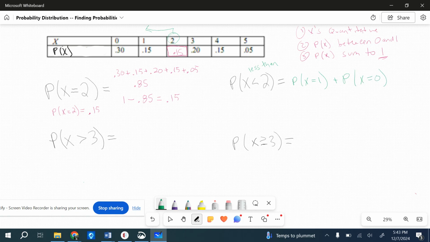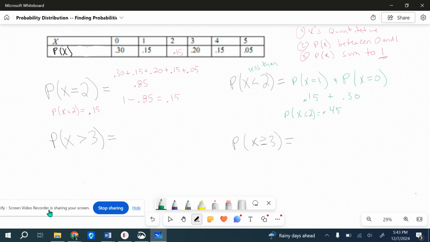So now I just need to find those numbers from my table. So I've got 0.15, which was the probability that x equals 1. And then 0.30, which is the probability that x equals 0. And then add those together, and I get 0.45. So the probability that x is less than 2 equals 0.45.